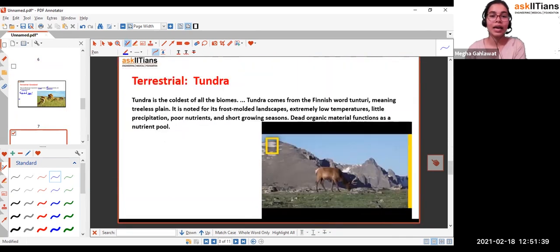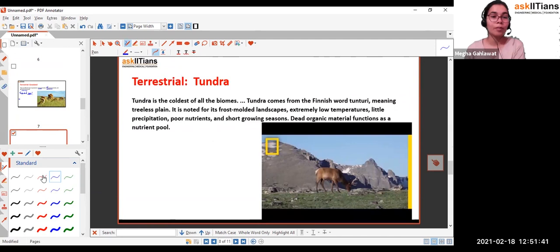Then we have the Tundra region. Tundra region is cold. Actually, it's really, really cold. It's a treeless plain. The word started from tunturi, which is also very easy to learn, right? Tunturi. Also, since it is super cold and treeless, the land which is found there is mostly mountains.